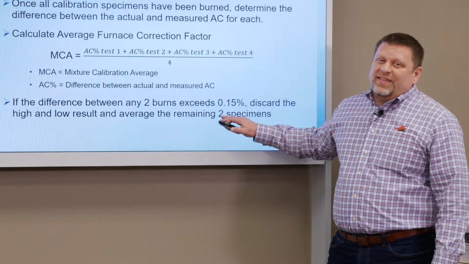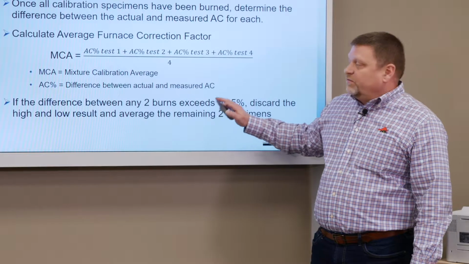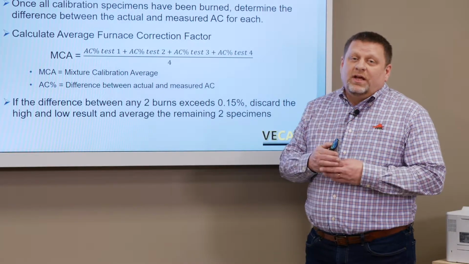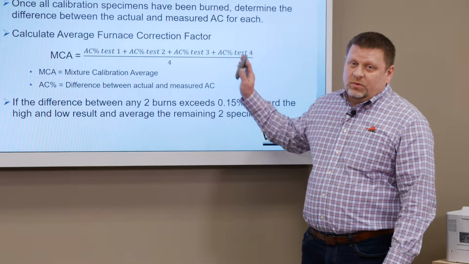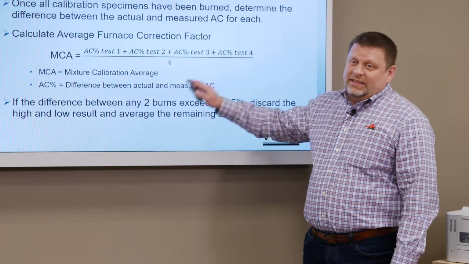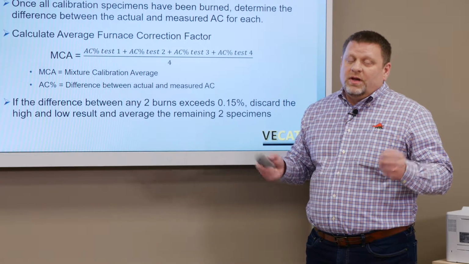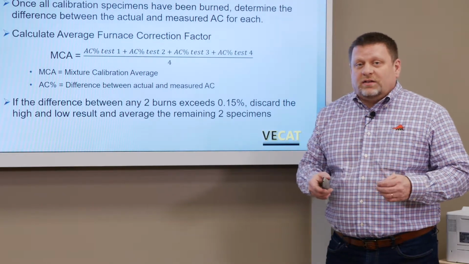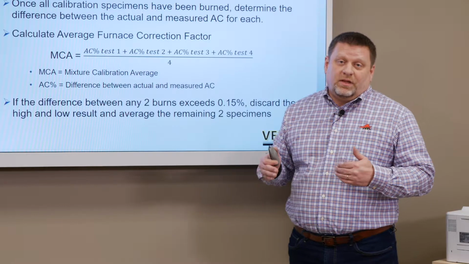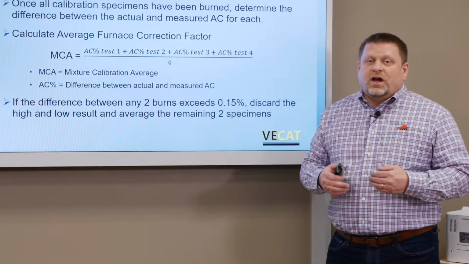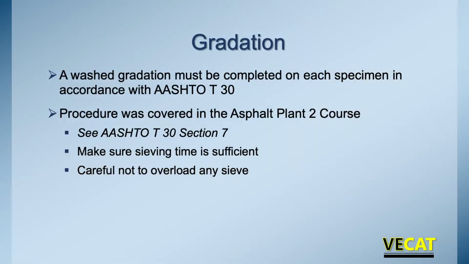I would recommend, if that's the case, you got that much variability in your furnace correction factor calibration, I would recommend going back and either doing the whole process over or at least doing 2 more samples. I think that's a little bit more accurate than just discarding the 2. You're going to use this furnace correction factor for our entire paving season unless something gets fishy. So we want to have good confidence in our number that we're using.